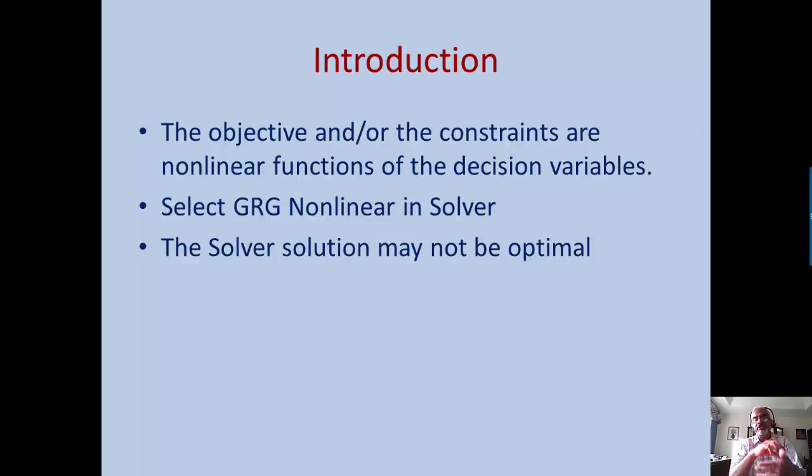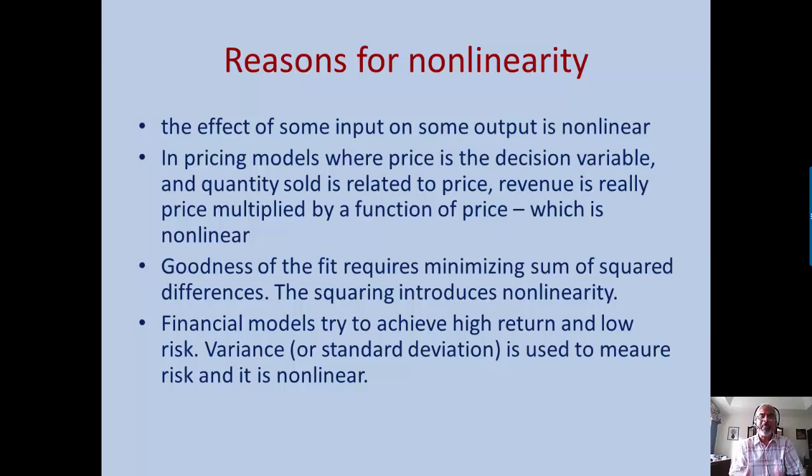When you select GRG Nonlinear, the solution you find may not be optimal. If you select Simplex LP, then you're guaranteed to get the optimum solution. If you have to rely on GRG Nonlinear because of nonlinearity in the objective function or the constraints, then you have this problem. The solution may or may not be optimum. So how do we deal with that? We will talk about that in just a second. But before that, let's see where the nonlinearities come from.